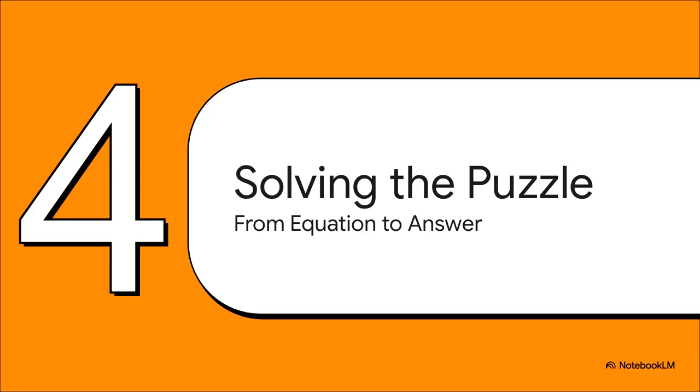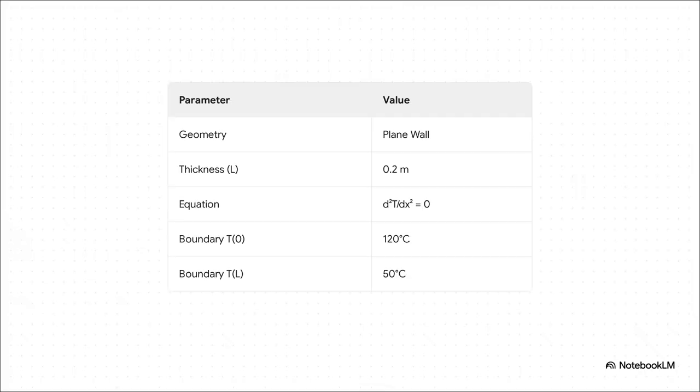Equation, boundary conditions, we have all the pieces. So let's put it all together and actually solve the puzzle, going from the general physics to a specific numerical answer. Here's our problem. We've got a simple wall. It's 0.2 meters thick. We're going to assume it's a steady 1D problem with no heat being generated inside. So our equation is the simple one.